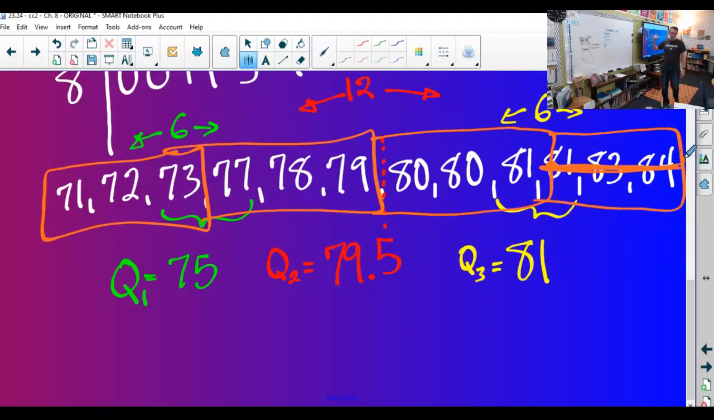But now that we know how we can make that box plot, let me get these tests back to you so we can look at them real quick.